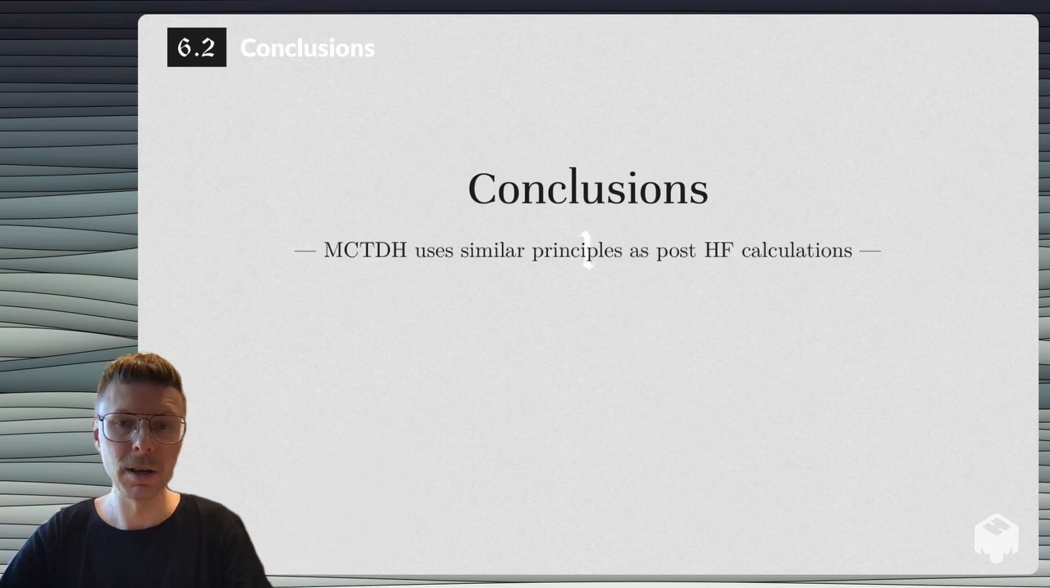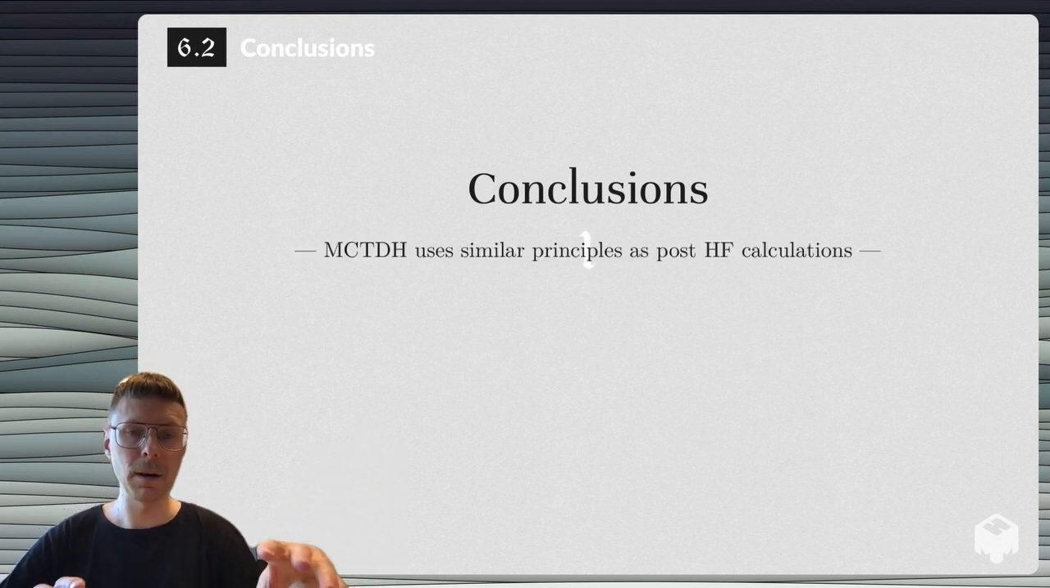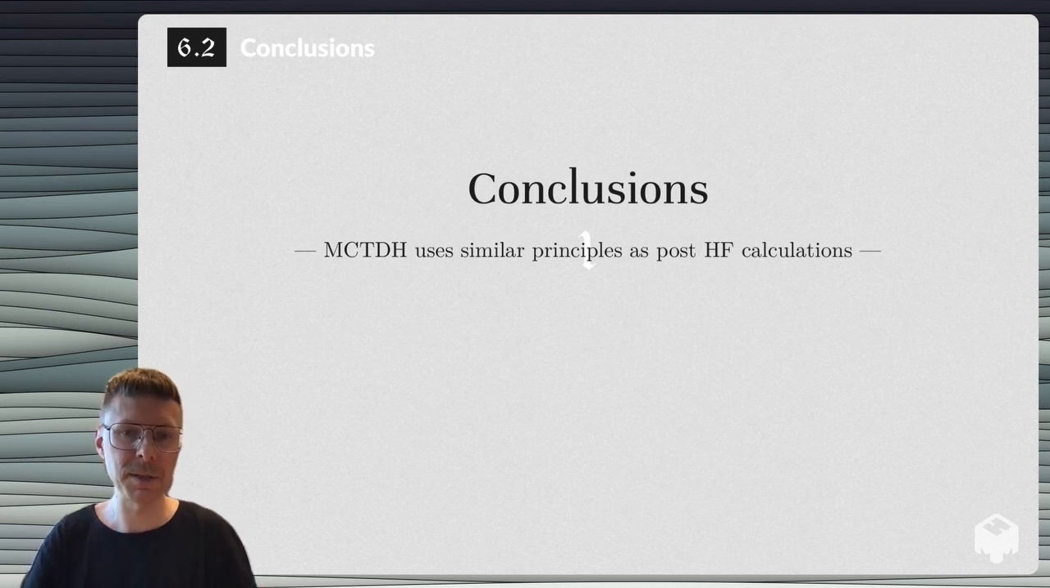So, conclusions. One thing to point out here that I want to make clear to everybody is that MCTDH uses similar principles as post-Hartree calculations. They are fundamentally different because in Hartree calculations and the related species, we're trying to solve the eigenvalue problem, right? But in MCTDH, we're doing the time evolution, so we have an initial value problem. But the methods and the thinking are sort of the same.